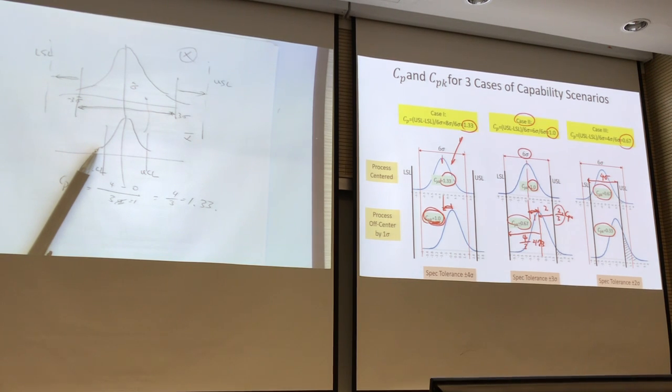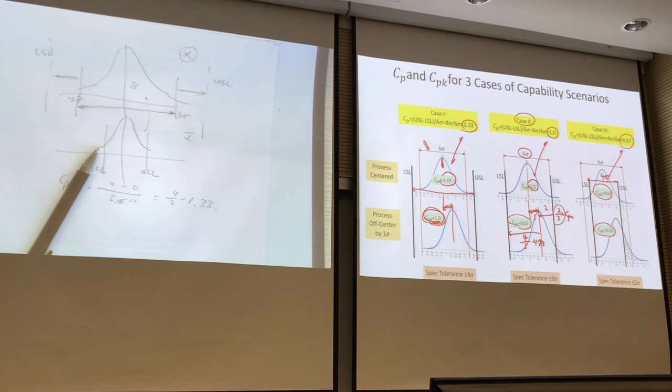When the process mean is centered to the specification's mean value, the target, the nominal value, CP is equal to CPK. Correct? And CPK, CPU and CPL are the same as CPK. Right? Same here, right? Process center.